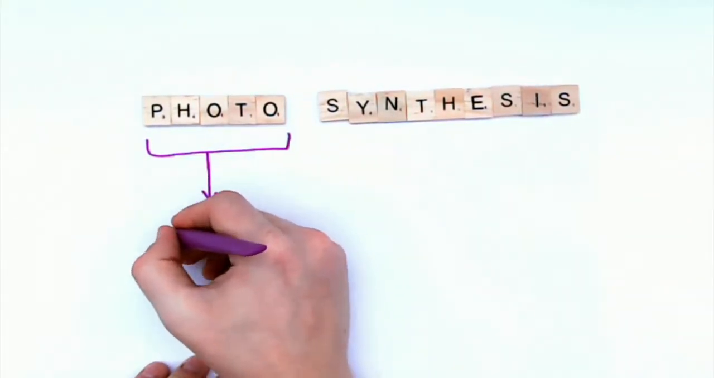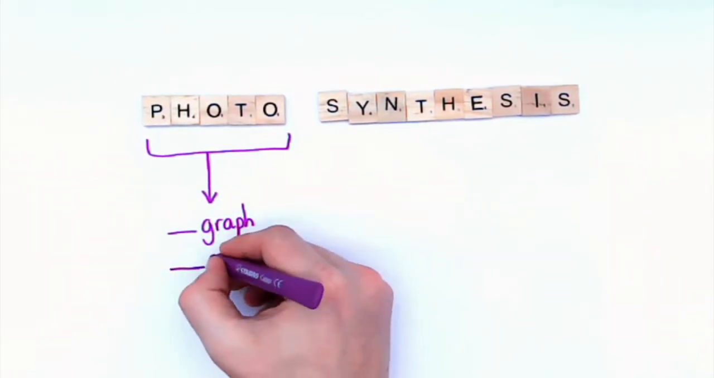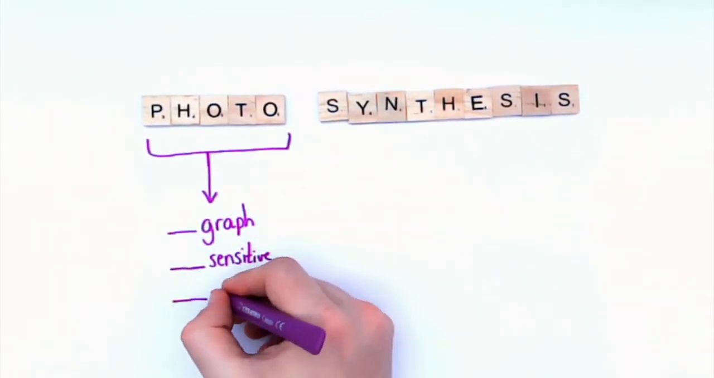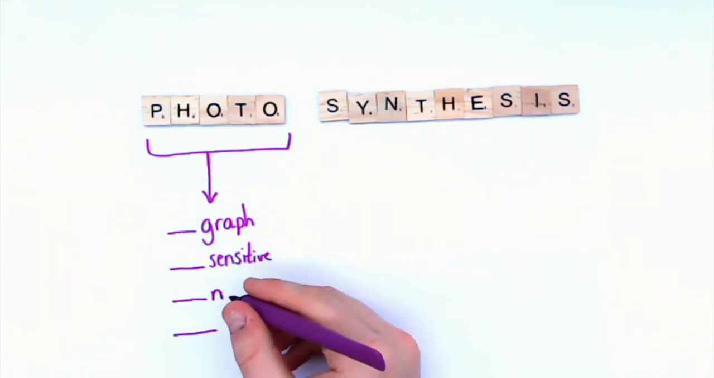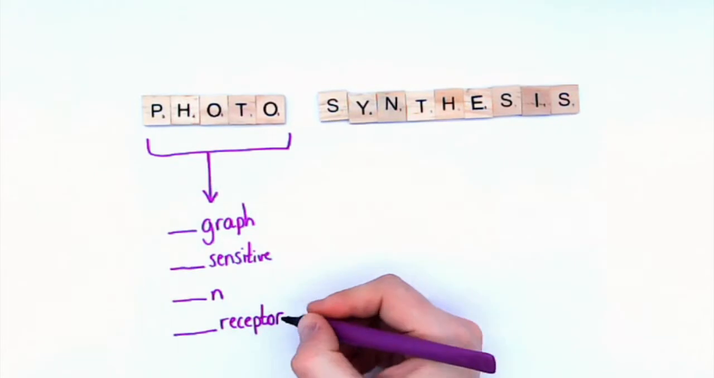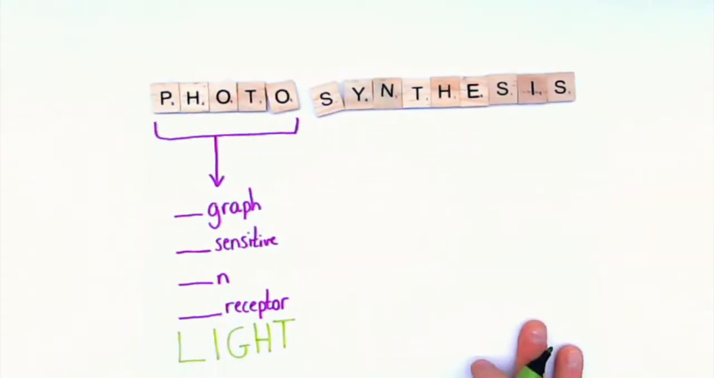We can break down the word photosynthesis into two key parts, which I think really helps us define exactly what photosynthesis means. The first part, photo, we see in lots of other English words, like photograph or photosensitive, or photon, which is a light particle, or photoreceptors in our eyes. That's because the word photo really means light.